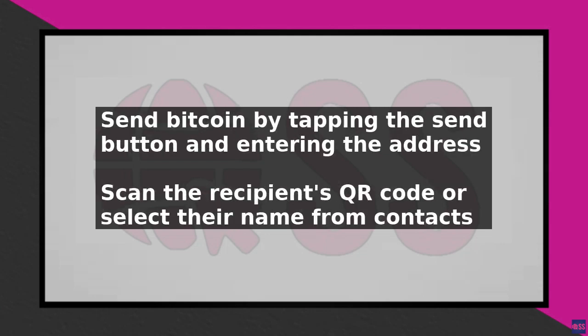As transactions cannot be reversed, enter the amount of Bitcoin you want to send and add an optional description of the transaction. Review the transaction details, including the recipient's address, the amount of Bitcoin, and the fees. If everything is correct, tap the Confirm button to send the Bitcoin. The transaction will be processed on the blockchain and may take several minutes to complete.